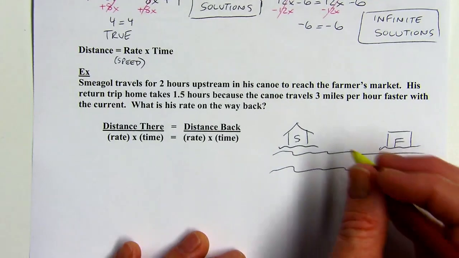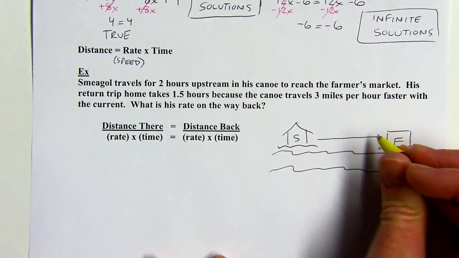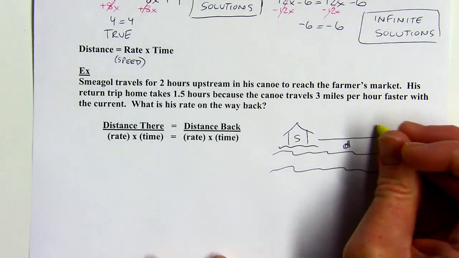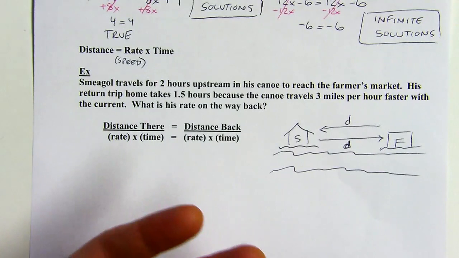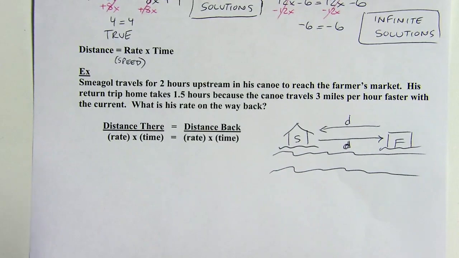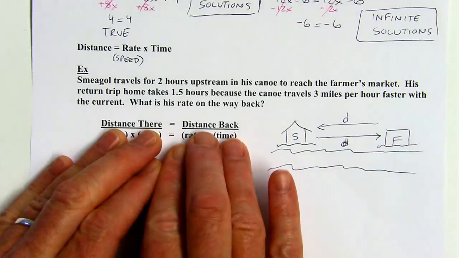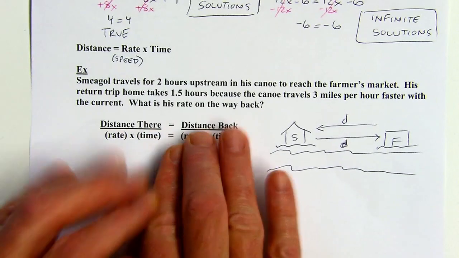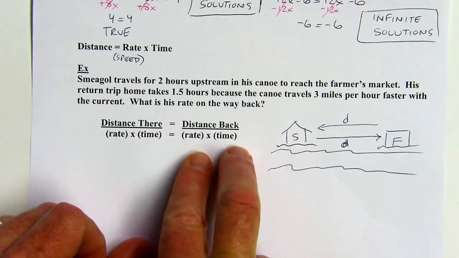And if you think about the distance from Smeagol's house to the farmer's market, I'll put a lowercase d here for the distance. That's going to be the same as the distance back, right? The distance from your house to school is the same as the distance from school to your house. It's the same distance when you go there or come back, okay? All right, so that's why I have the distance there and the distance back set equal to each other, okay? And then you need to know that the distance is going to be equal to the rate times the time for both of those, okay?